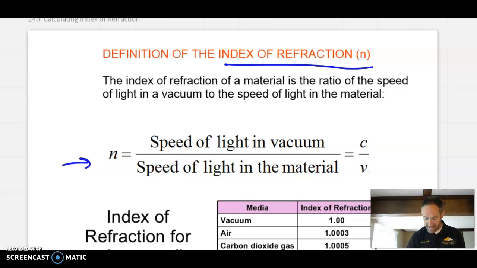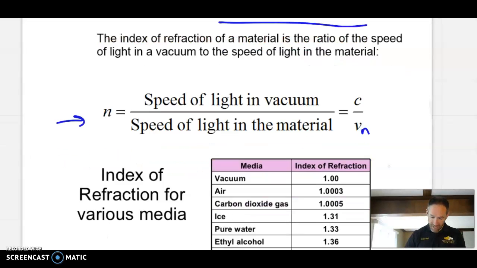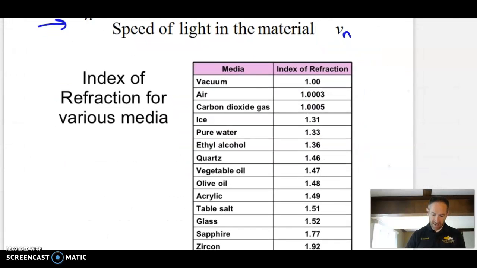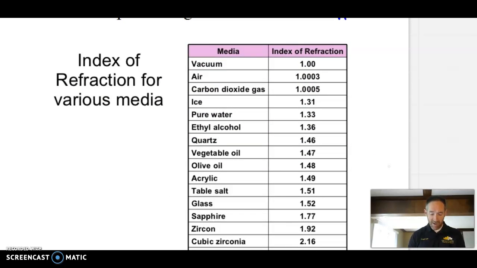I often indicate this as v sub n, although you don't usually see that, but I know that it helps students. And so if you said, well, what does it really mean? Well, it's the number of times slower light travels in that stuff than it does in a vacuum. And so we can see a chart, something like this. And we can say, okay, well, the index of refraction for a vacuum is 1. Well, that means it travels the same in a vacuum as it does in a vacuum. For air, it's pretty much 1. And we'll just take it for granted that it's basically 1.